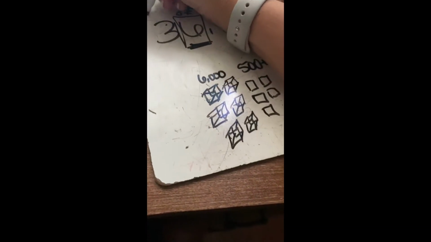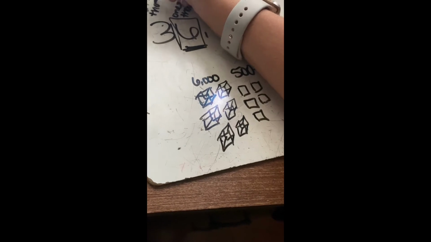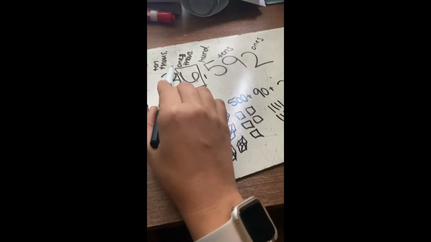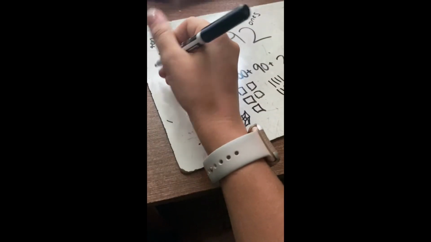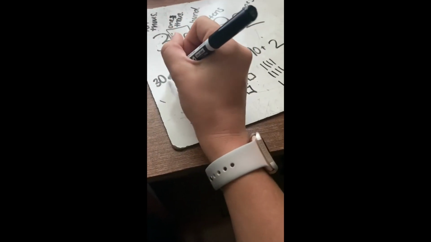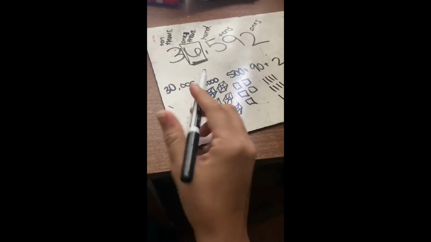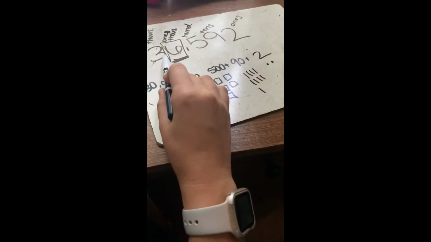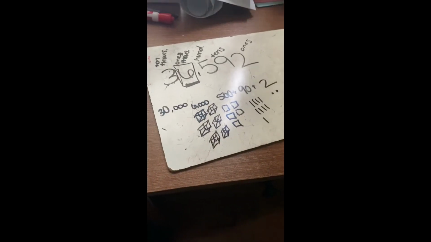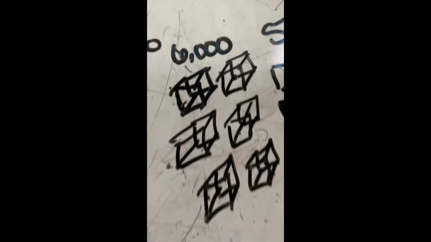And this one is in the 10,000s place, which means it's not just 3, it is 3 10,000s. So 3 tens is 30. But again, it's not just tens, it's 10,000, so it's 30,000. All right, so this number is 36,592. And the 6 in this number means 6,000.